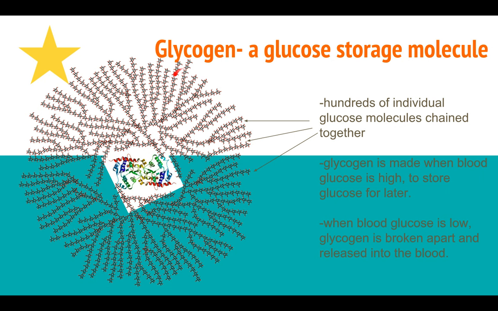This is a picture of glycogen. I really love this picture. Each one of these is a different glucose molecule. There's a protein core, and then these are all little tiny, tiny sugars all lined up. So this is how your body stores glucose if you have excess.